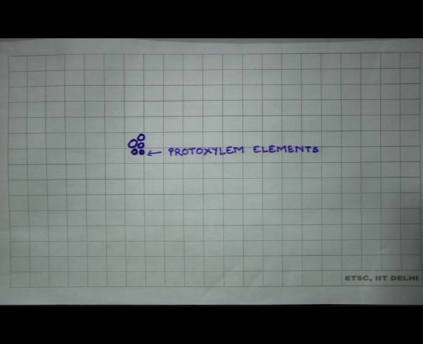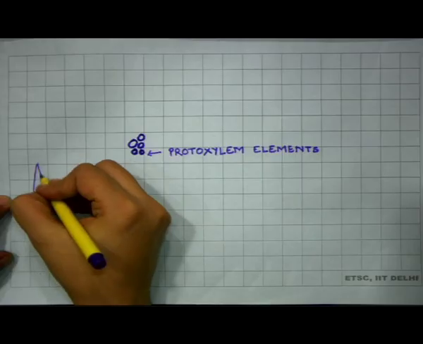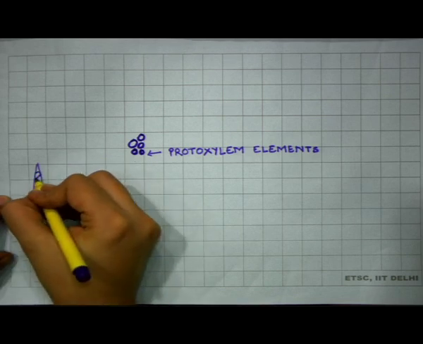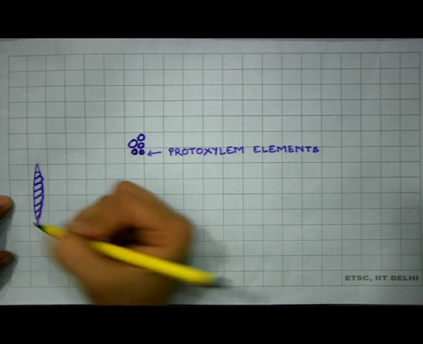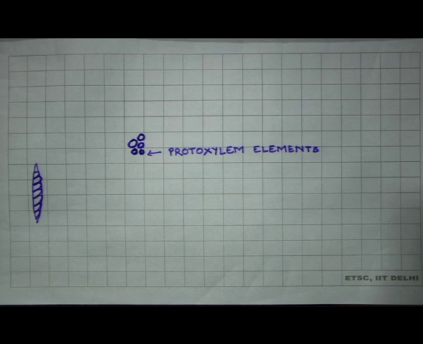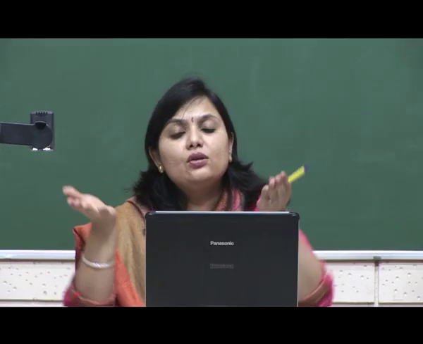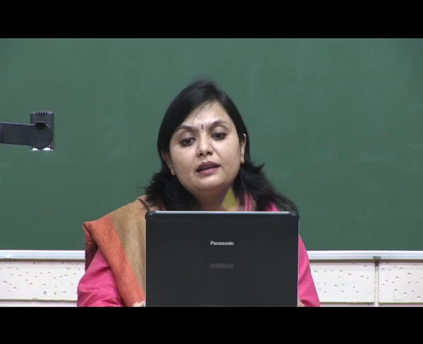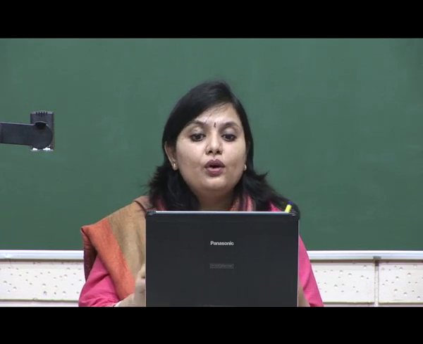The wall thickenings of the conducting elements are of simple and primitive type, that is annular or spiral. Suppose this is the element, and if thickenings like that are present, then we say that these are spiral thickenings. So, protoxylem elements have spiral thickenings on them and they are capable of being stretched. Obviously, they are present in the growing organs. The organs are growing, they are expanding, so the protoxylem also needs to expand with them. That is why the protoxylem elements are capable of being stretched, that is, they can undergo growth.